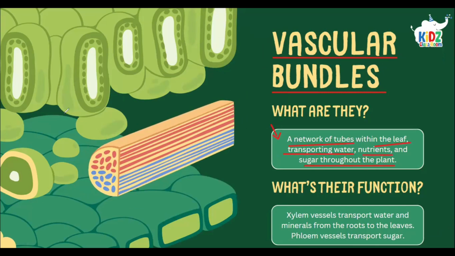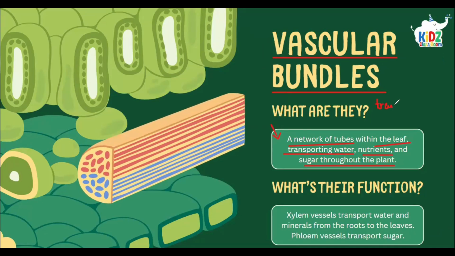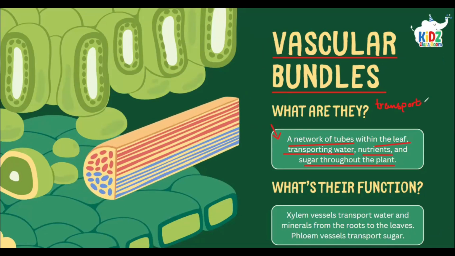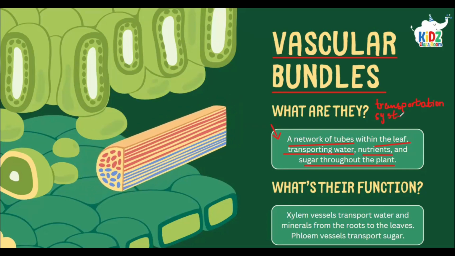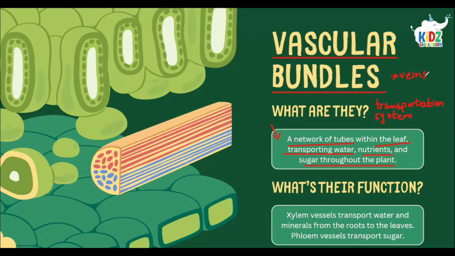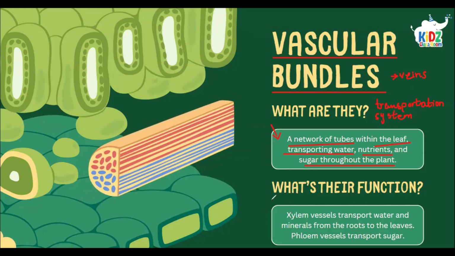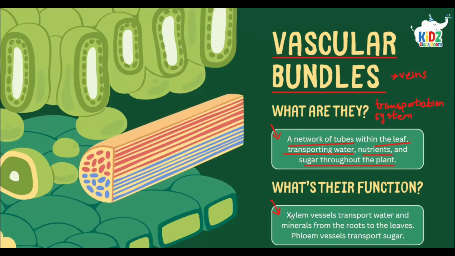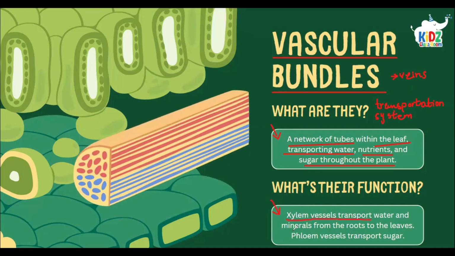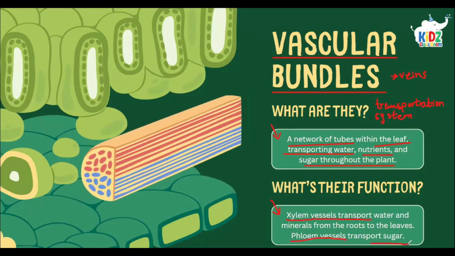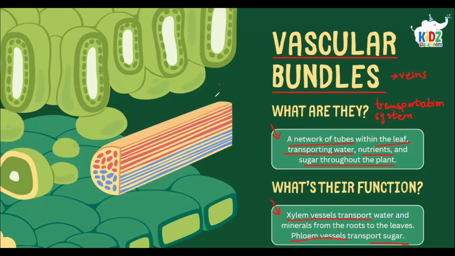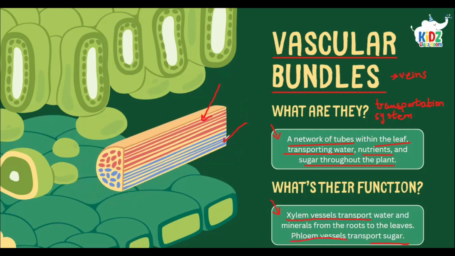So basically, you can say that they are the transportation system of the leaf, and they are also called veins. And what's their function? Xylem vessels transport water and minerals from the roots to the leaf, and phloem vessels transport sugar. So vascular bundles contain xylem vessels and phloem vessels.